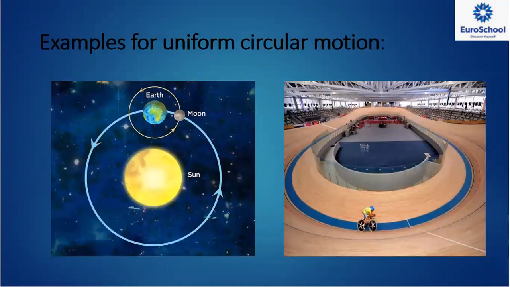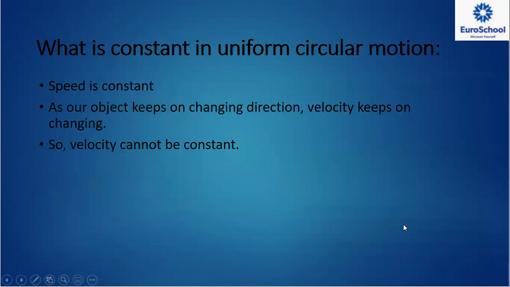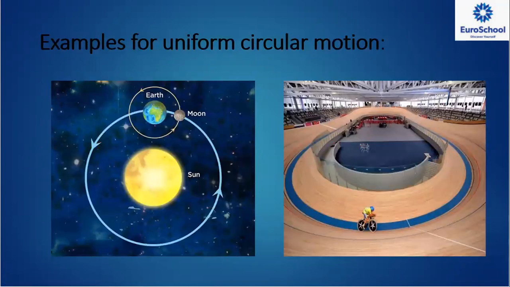Now let's take the second example, a cyclist moving on a circular track. When a cyclist is moving on a circular track, look here. If you observe the track here, it is in the shape of a circle. So the cyclist will move in this circular path. He has many turnings and ultimately he will come back to the original position.